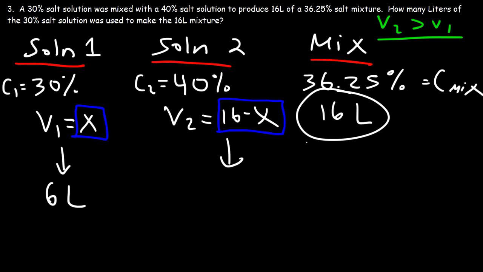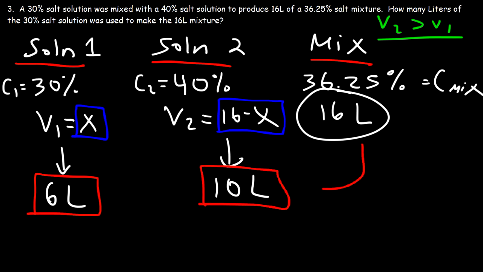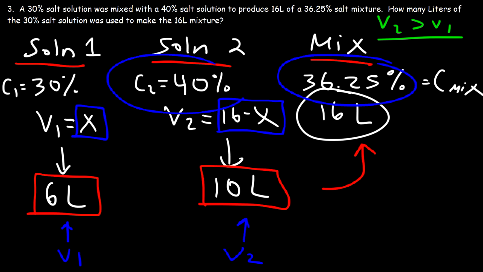16 minus 6, if you replace x with 6, that will give you 10. And so we can see that these two numbers add up to 16, which is good. And we can see that V2 is greater than V1 because the concentration of the mixture is closer to 40% than it is to 30%. And so that's also a good sign.